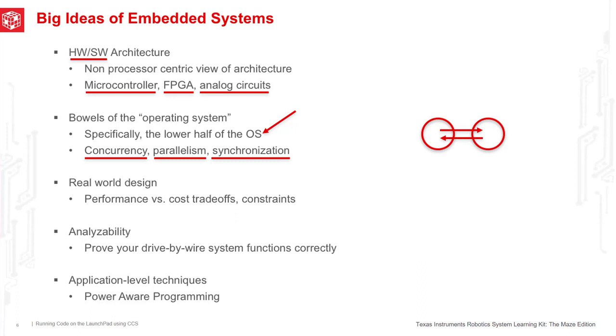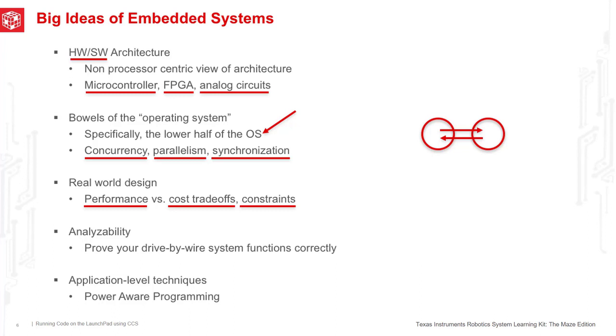Okay, this is engineering, and so there's always a trade-off. That trade-off is typically performance versus cost, whether cost is in dollars, size, or power. And we'll always have constraints which we will work within.